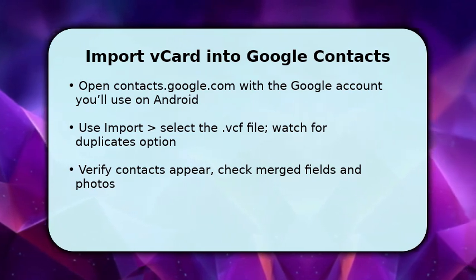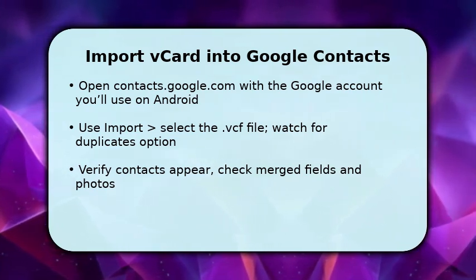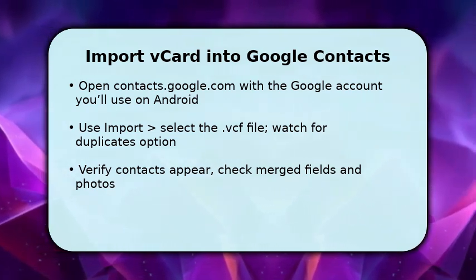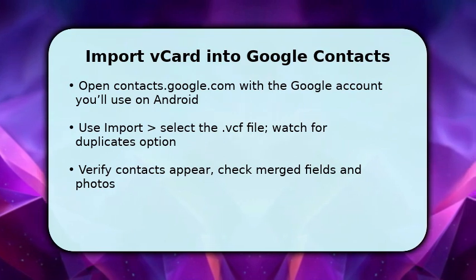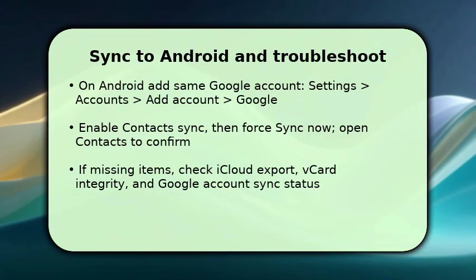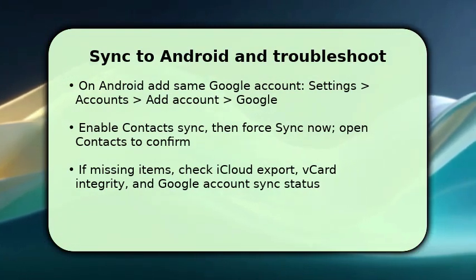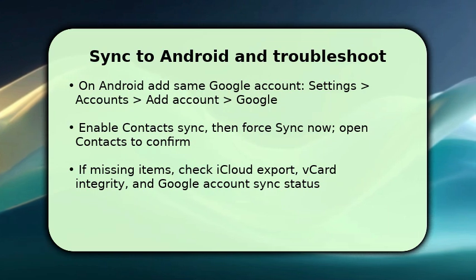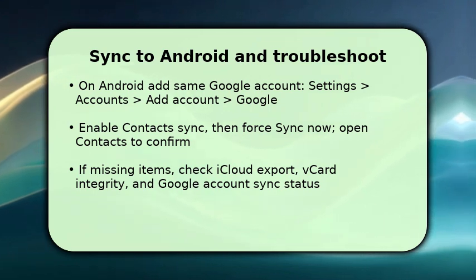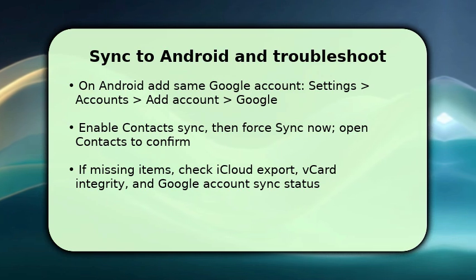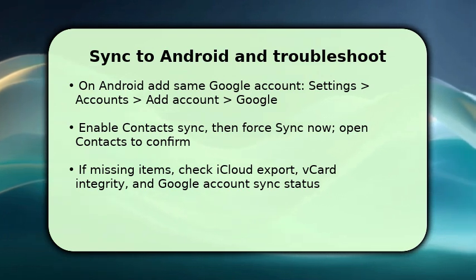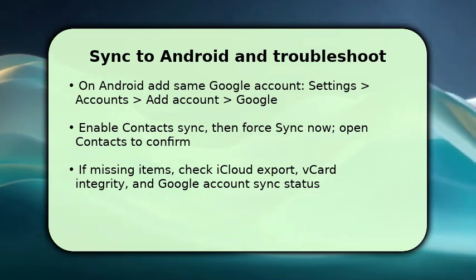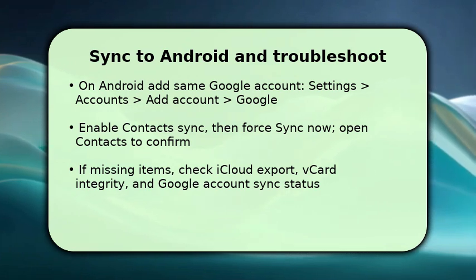If some fields seem split, Google Contacts offers a merge and fix tool to consolidate fragmented entries before you move on. Finally, you sync those Google contacts to your Android device. Add the same Google account on Android via Settings accounts, ensure Contact Sync is enabled, then tap Sync Now to pull everything in. Open the Contacts app and browse or search to confirm all entries are present.